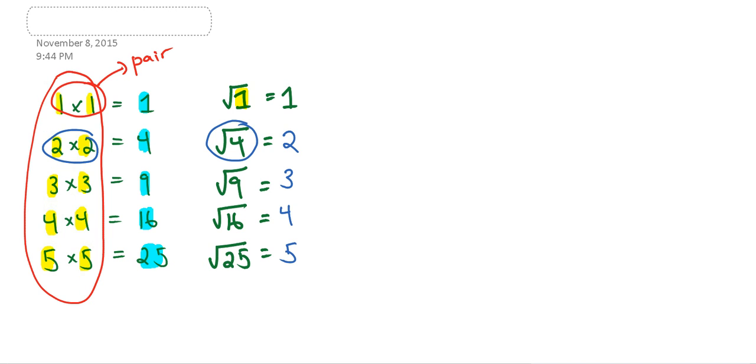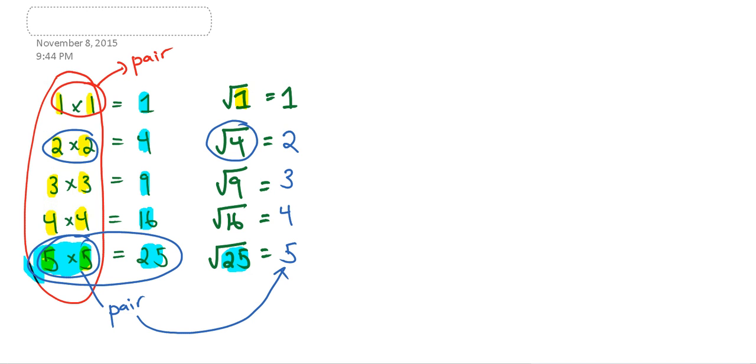Once again, if I'm asking you to find the square root of 25, I'm asking, can you think of two numbers that are the same, and if I multiply them together, I get 25? That's this case right here: 5 times 5 equals 25. Those two numbers are the same, and this becomes a pair, and that goes right there. So that's how square roots work.